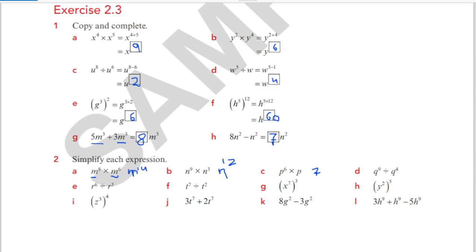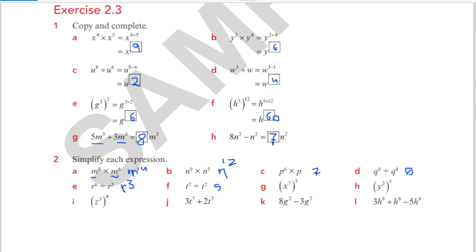Next, 9 divided by 4. Whenever there is a division sign, we will subtract. 9 minus 4 will be 5. The power will be 5. r power 6 divided by r power 3. The answer will be r power 3, because whenever there is a division sign, we will subtract them. 7 minus 2 will be 5. The power of t will be 5.